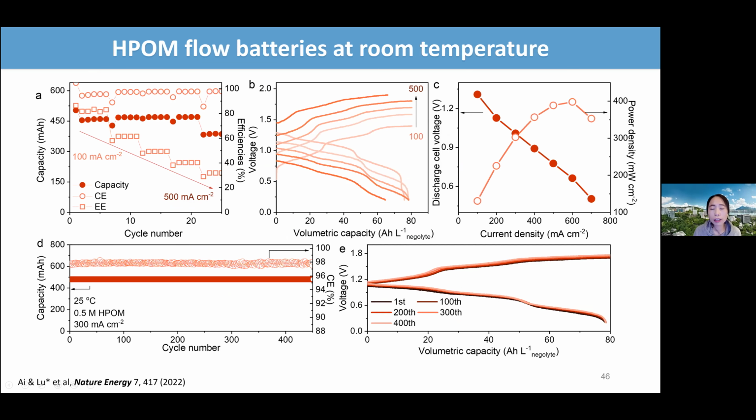So looking at the full cell, we couple this HPOM with vanadium 4, 5 to see the full cell operation. At room temperature, this HPOM can operate at extremely high power density and high current density. So we can run from 100 milliamp per square centimeter all the way to 500 milliamp per square centimeter. And the stability is also very reasonable.